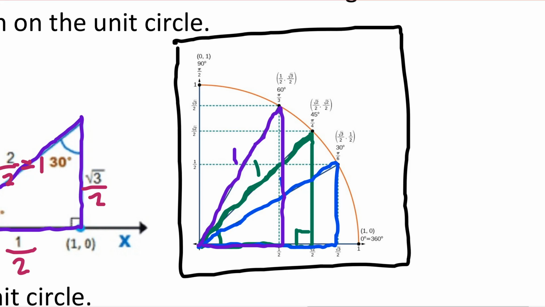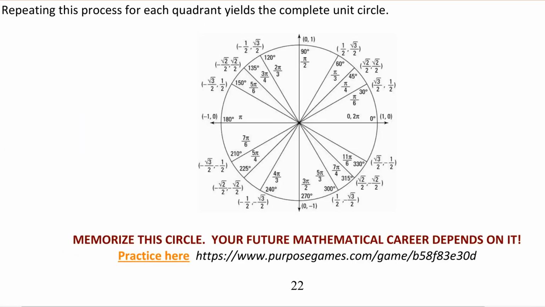Now, when we repeat this process for each quadrant, that is, we scale the special triangles and fit them in the appropriate position to determine the coordinates of the intersection point of the terminal sides of the common angles in the unit circle, then we're going to get the complete unit circle. So on the diagram that you see all of our common angles listed both in degrees and radians. In addition, you see the ordered pair for the intersection of the terminal sides and the unit circle.